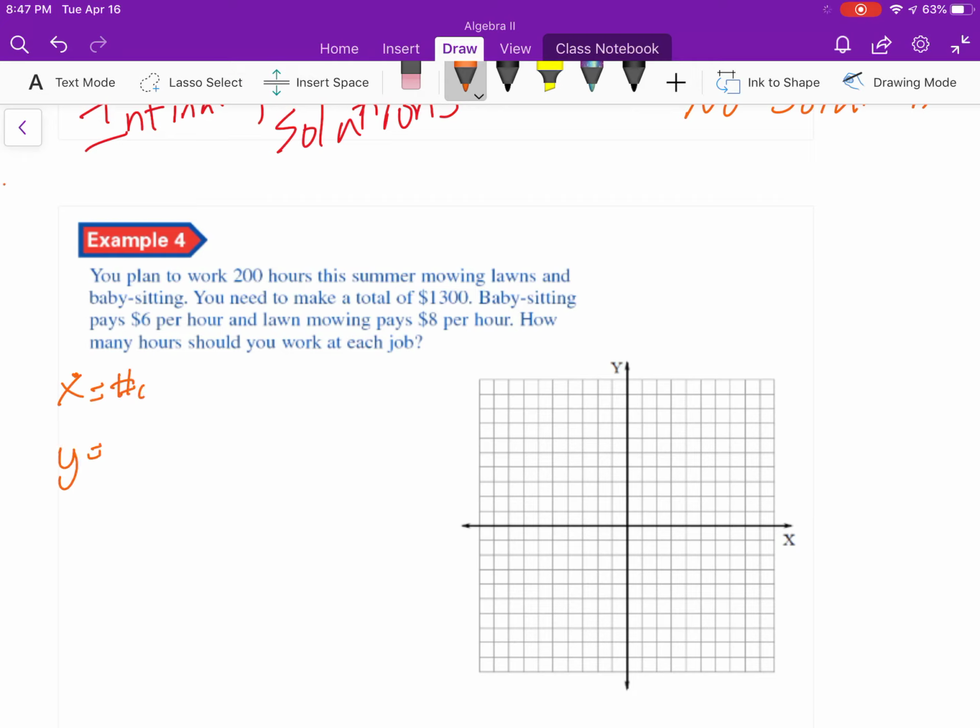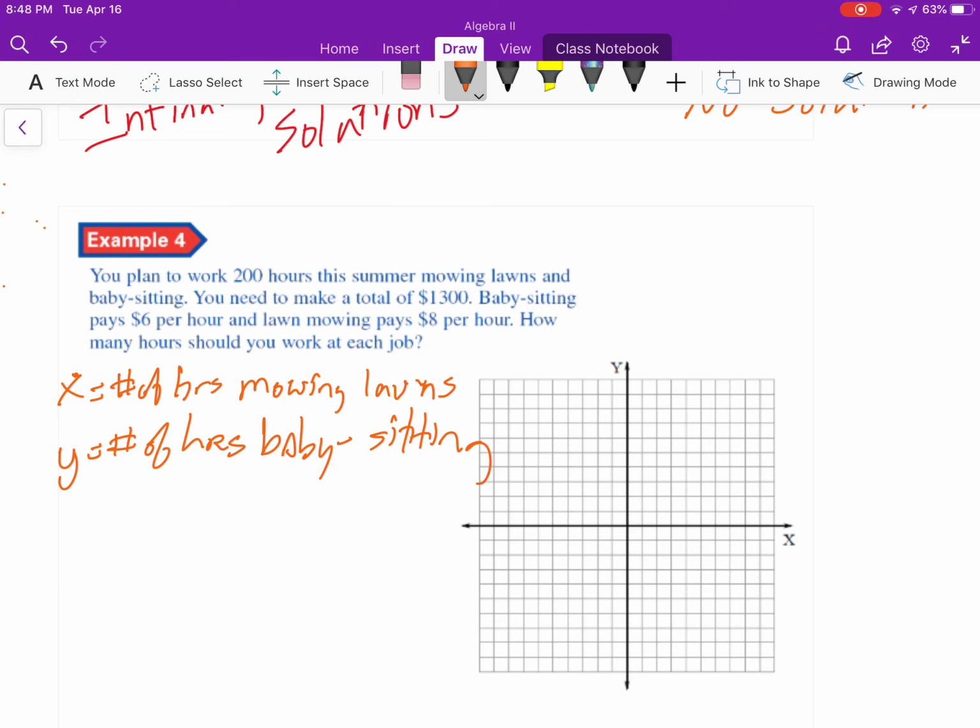So X is the number of hours. Let's go with the first job I see, mowing lawns. Y is equal to the number of hours babysitting. Okay, so now there are 2 unknowns. That means I need 2 equations. So I'm going to write one equation involving the 200 hours. I know that the number of hours I work at the mowing plus the number of hours working at babysitting has to add up to be 200.